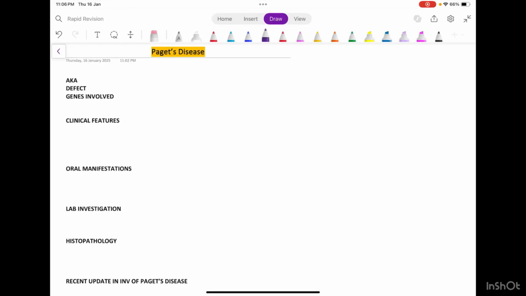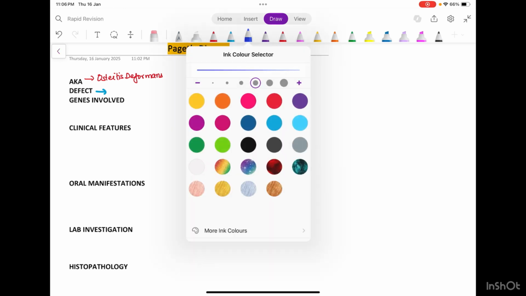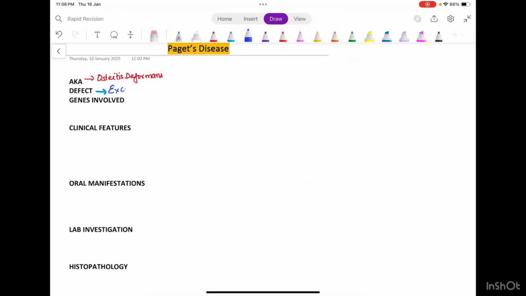In this video, I will be talking about Paget's disease, the most important points that you need to know about Paget's disease. So first of all, Paget's disease is also called osteitis deformans. Then coming on to the defect, it is in the excessive and abnormal remodeling of bone.